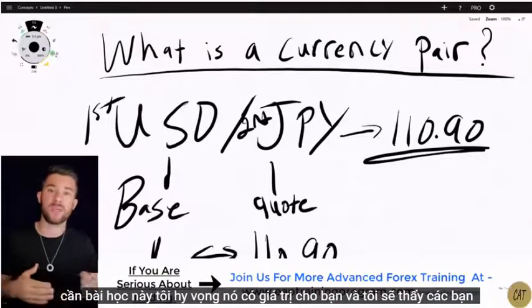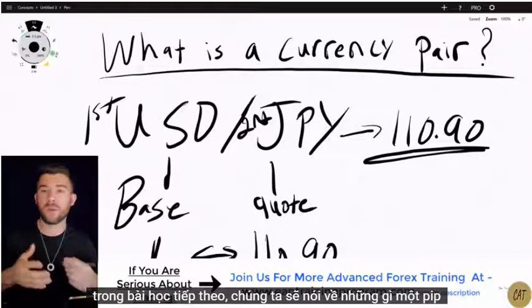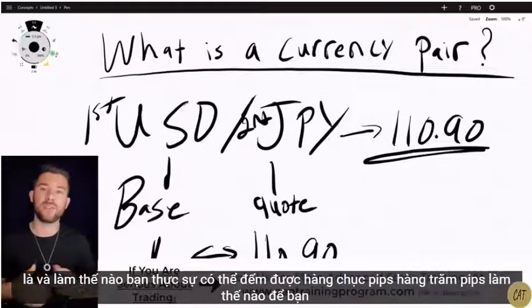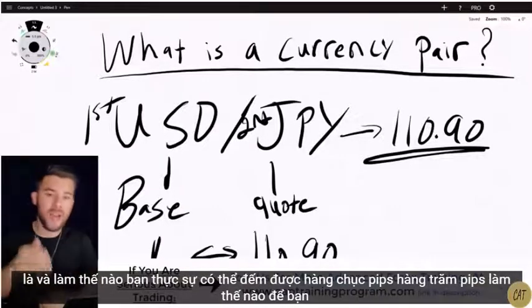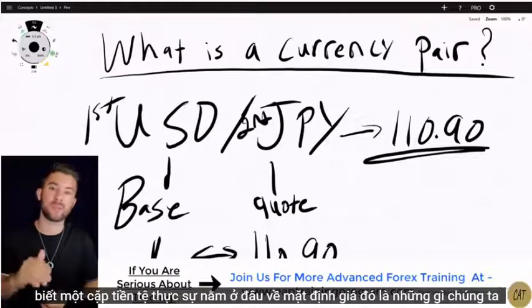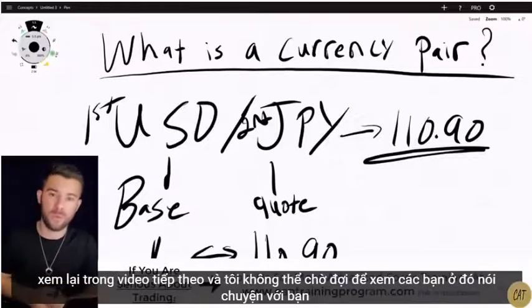And I'll see you guys in the next lesson, where we're going to talk about what a pip is and how you can actually count pips, tens of pips, hundreds of pips. How do you know where a currency pair actually sits in terms of the valuation? That's what we're going over in the next video, and I can't wait to see you guys there.